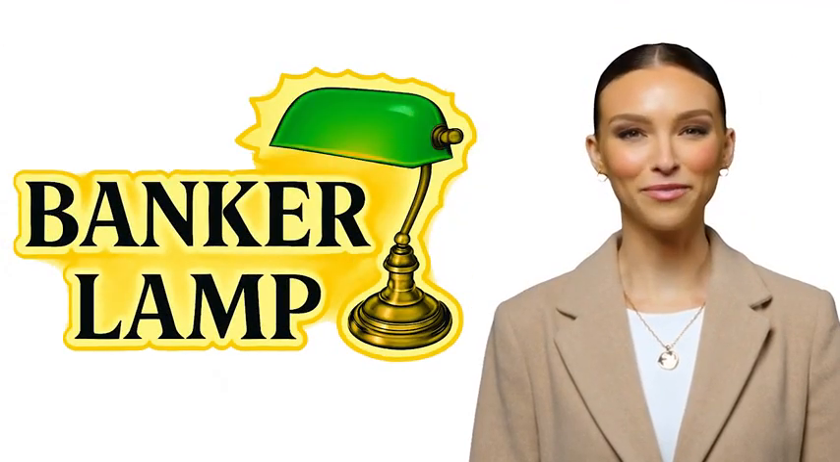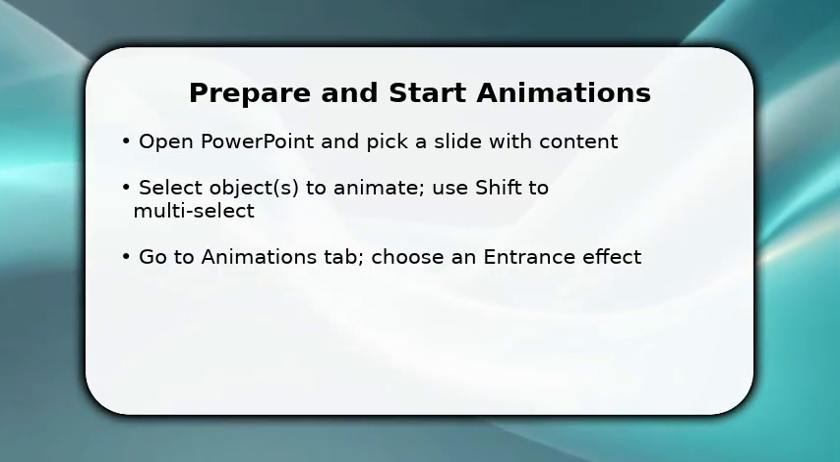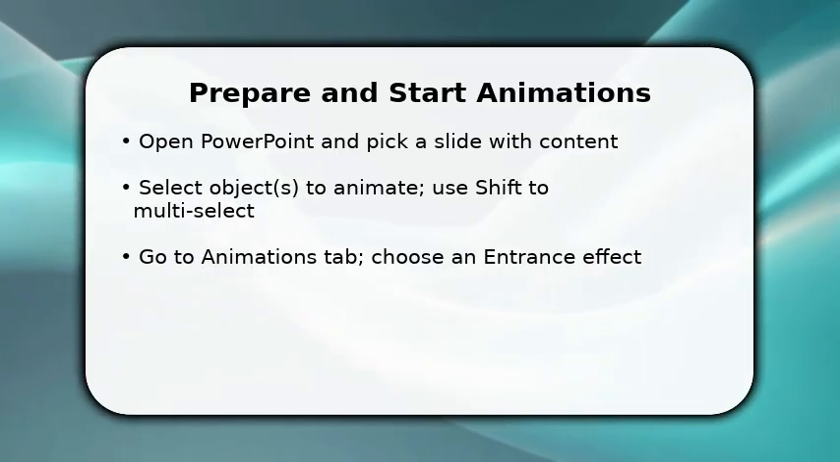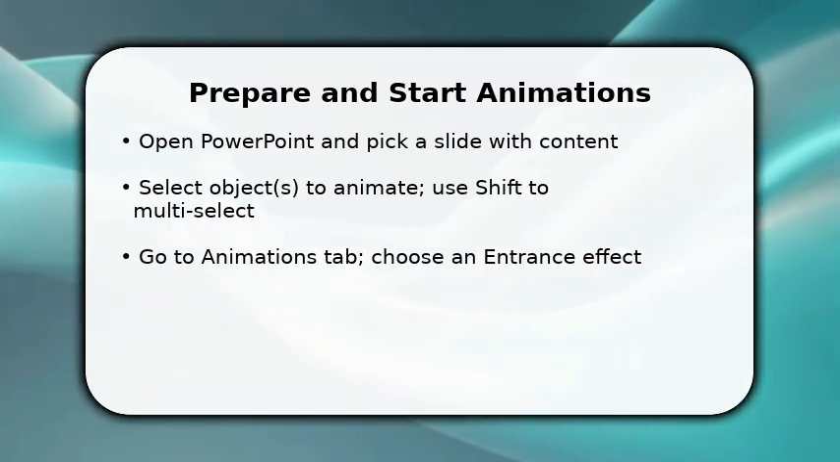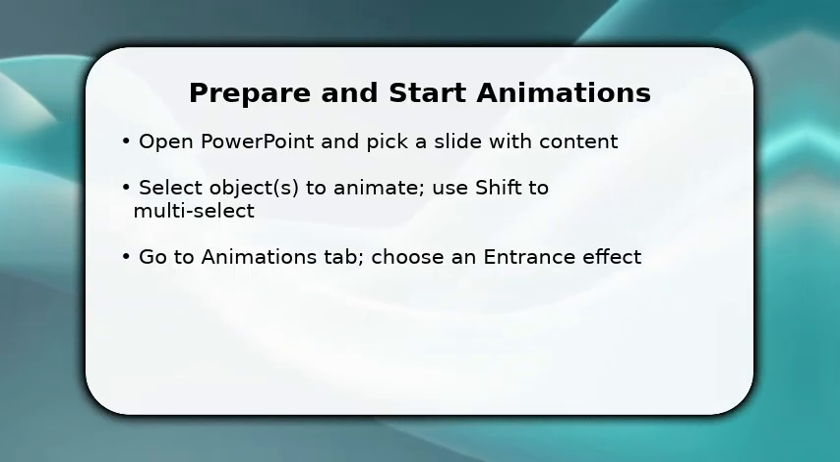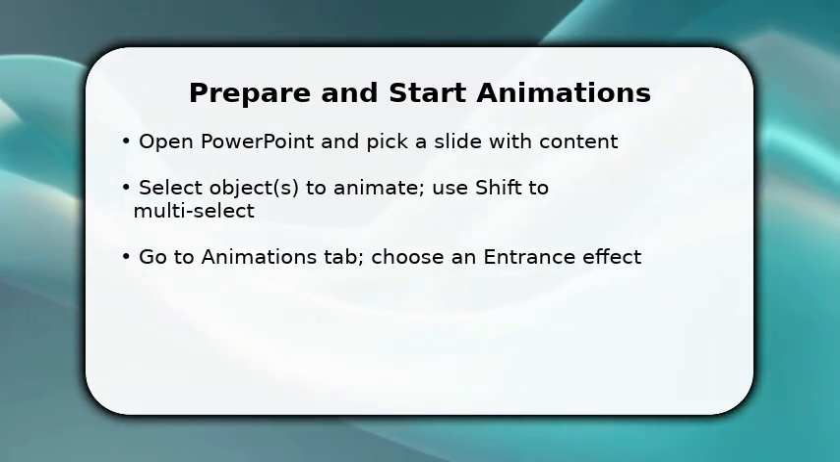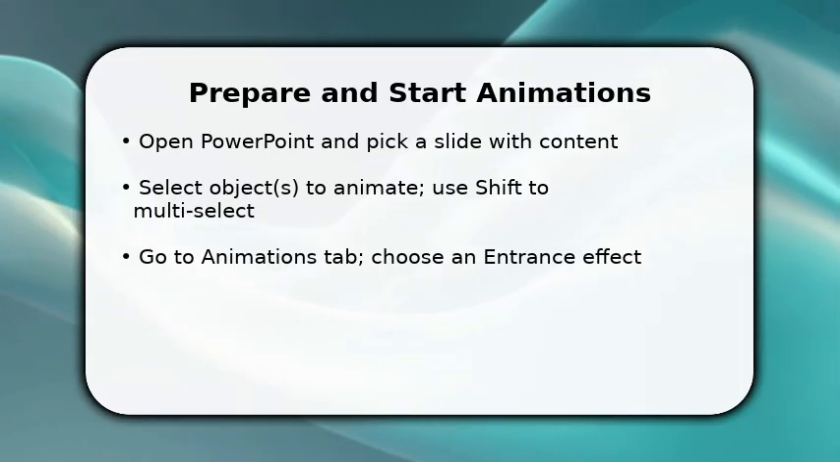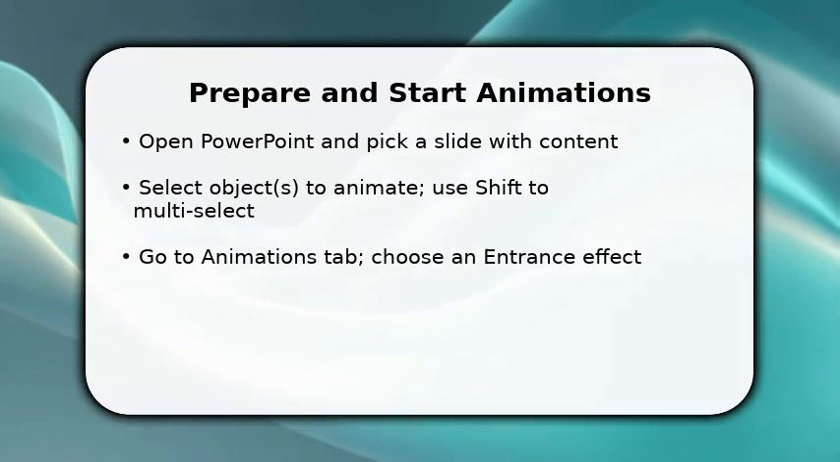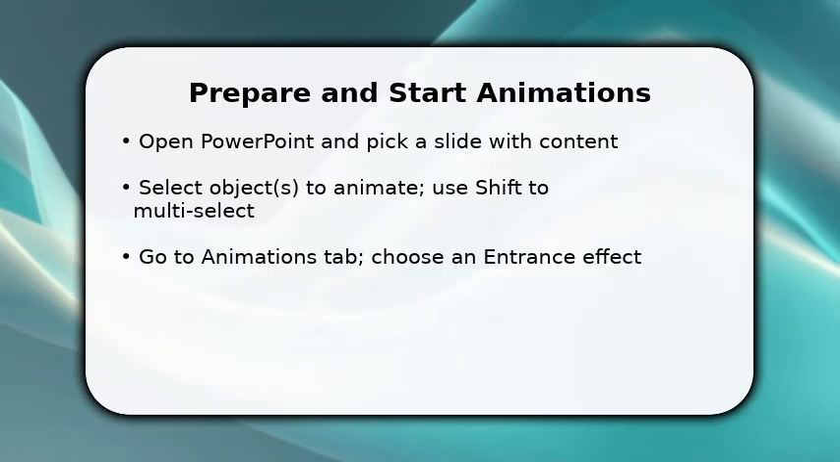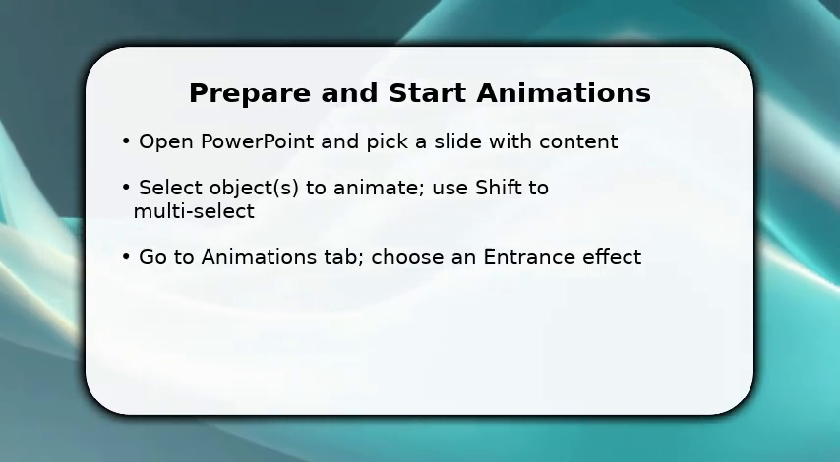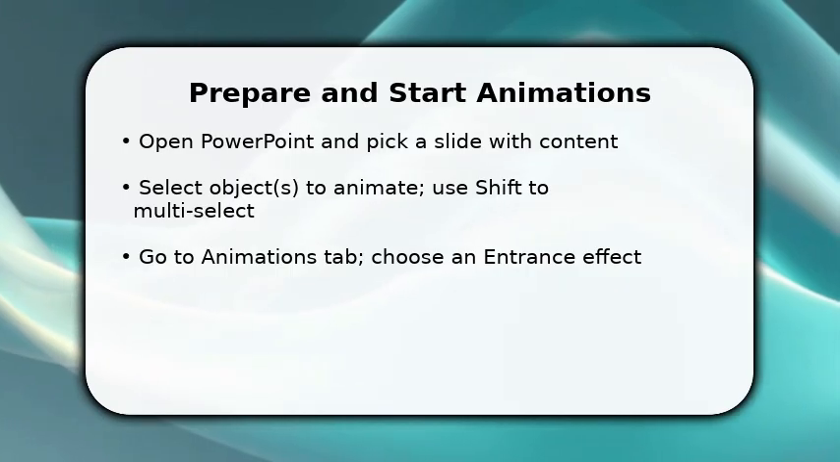Please enjoy the video. You begin by opening your presentation and selecting the slide you'll animate. Select one or more objects, text, image, or shape, so PowerPoint applies changes only where you want them. Click the Animations tab and choose an entrance effect to create initial motion. Once done, preview with the play from button to confirm timing.